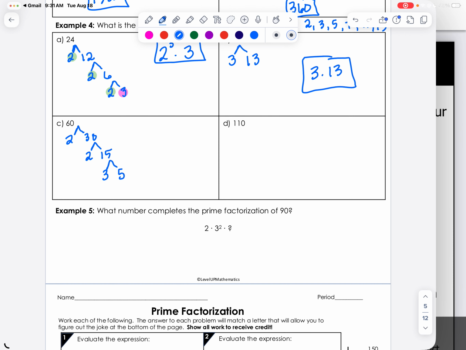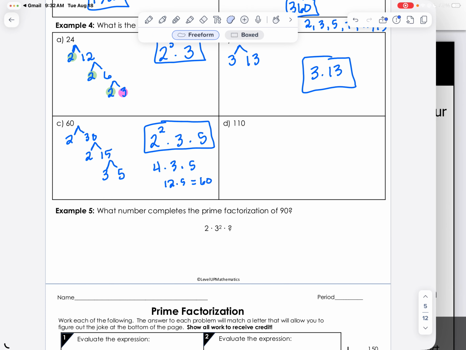Now, what I'm noticing is I have prime number, prime number, prime number, prime number, all prime numbers. So, for the 2, I have 2 of them, so that's 2 squared, times 3, times 5. Now, we can check this because 2 squared is 4 times 3 times 5, which would be 12 times 5, which is 60. So our answer checks out.